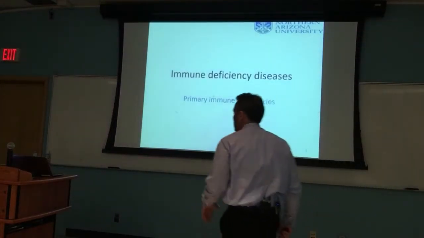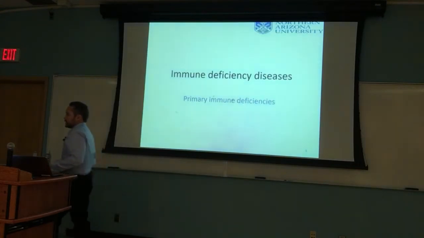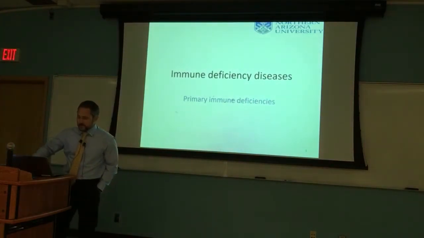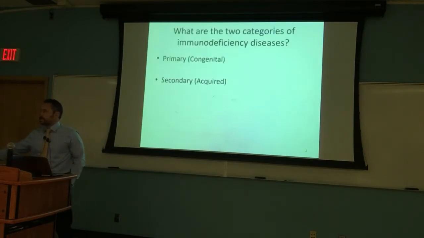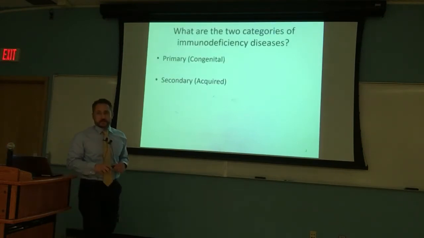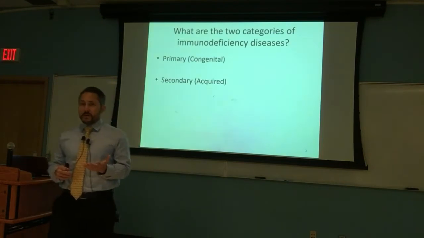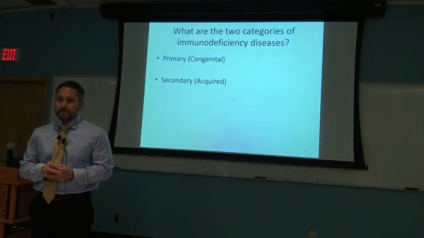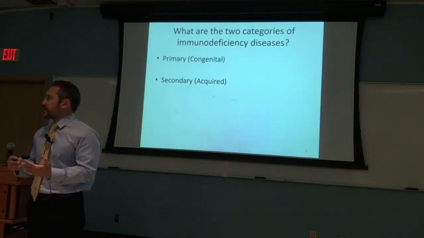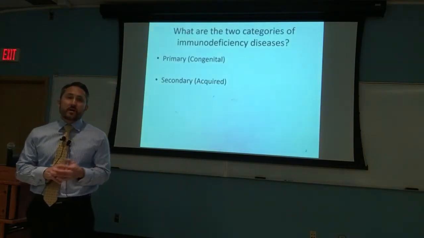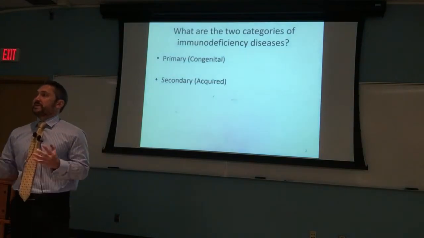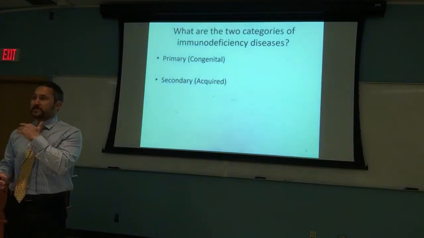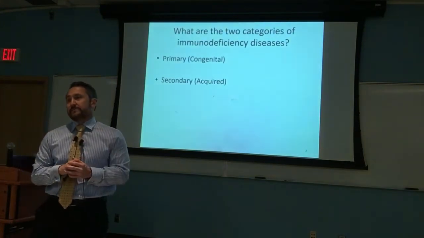In this section, we're going to dive into immunodeficiency diseases. Immunodeficiency diseases. And there's two large categories. We've got primary, which are congenital, meaning you're born with them. And then we have secondary, which are referred to as acquired, meaning you've picked it up in the environment. Right? It was transferred to you.